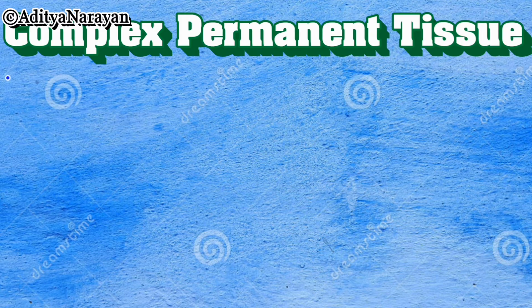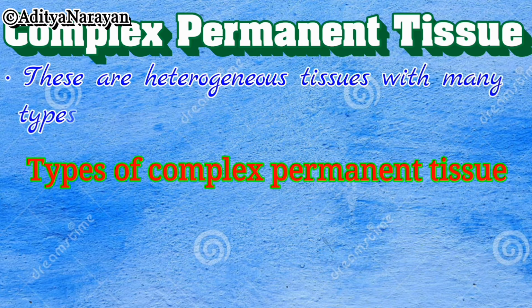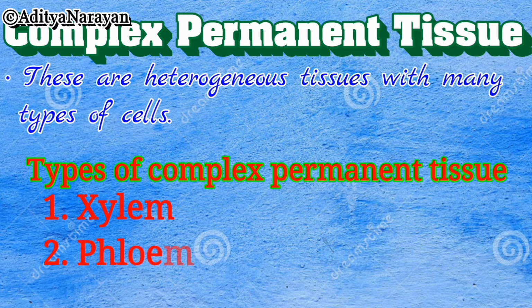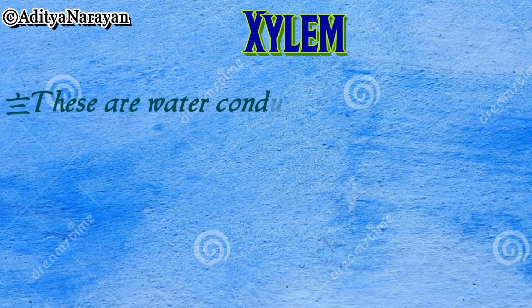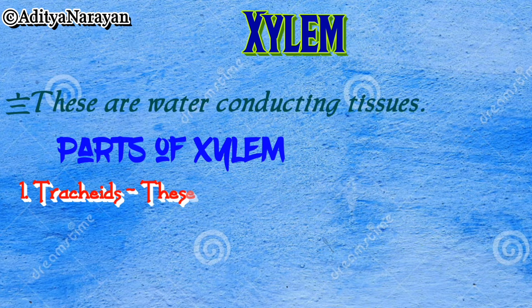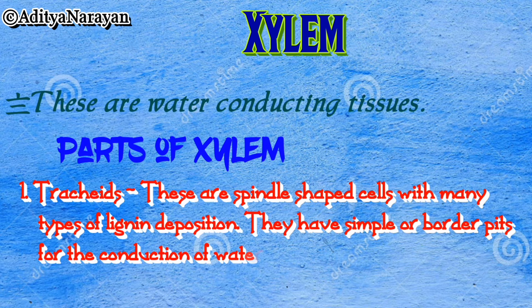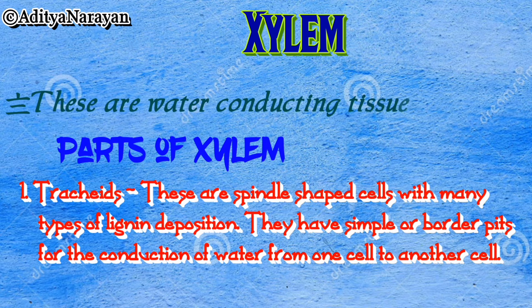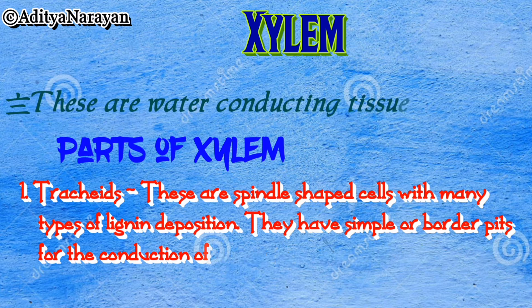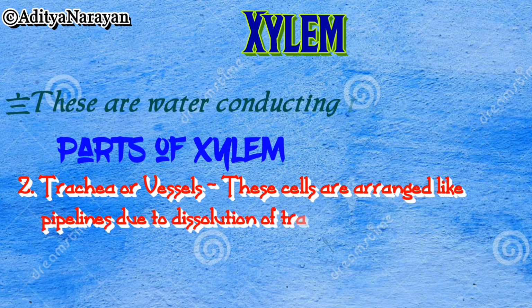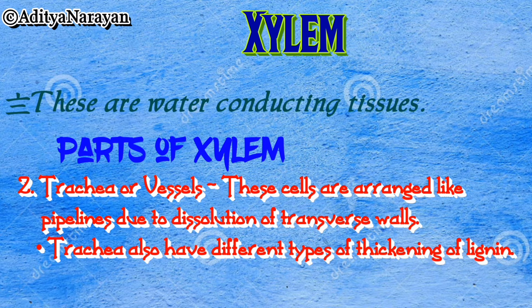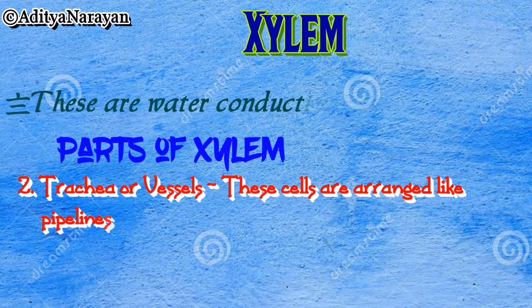Complex permanent tissues are heterogeneous tissues with many types of cells. These are of two types: xylem and phloem. Xylem is a water conducting tissue. It has the following parts: tracheids. These are spindle shaped cells with pits for conduction of water. They have many types of lignin deposition. Trachea are vessels. These are arranged like pipelines due to dissolution of transverse walls. They also have thickening of lignin.